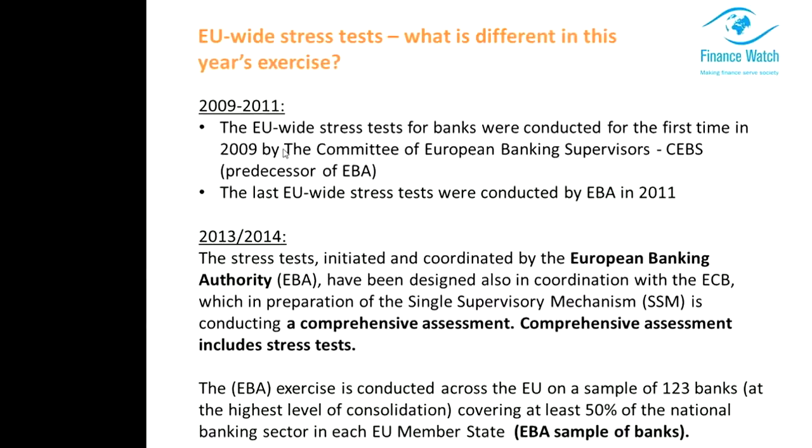The EBA sample of banks covers at least 50% of each member state's banking sector, and we have to remember that in the case of the EBA sample, stress tests are conducted on the highest level of consolidation as described in the Capital Requirements Regulation. So the perspective of the single market is taken into account. To put it simply, subsidiaries are not stress tested separately. The consolidated situation of a banking group is. And the EBA sample is 123 banks.